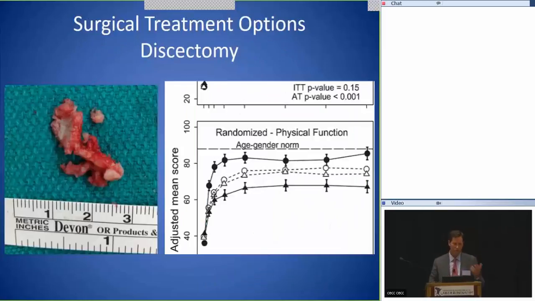So what do we do with disc herniations? We do a discectomy, right? Take out the disc. So here's an example of a disc herniation that was taken out. They can be fairly substantial. You can see how it kind of looks like gristle from a chicken bone. It's not soft jelly. It's actually pretty substantial stuff.